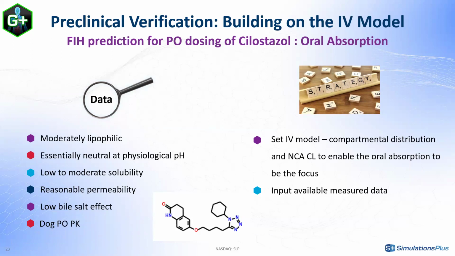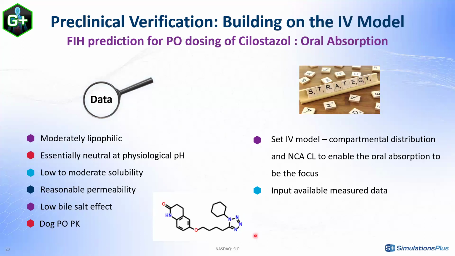As a reminder, cilostazol is moderately lipophilic, essentially neutral at physiological pH. It has low to moderate solubility and reasonable permeability, and we predict to have a low bile salt effect. We have dog oral PK data that we can use for this example. So the first thing that we had to do was set up an IV model. And this is one of the occasions where a compartmental distribution and NCA clearance can really be leveraged to enable the oral absorption to be the focus, because you've stripped away any potential variability from your PBPK model.